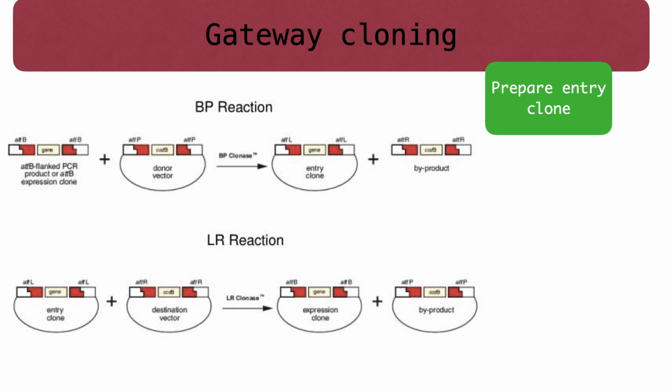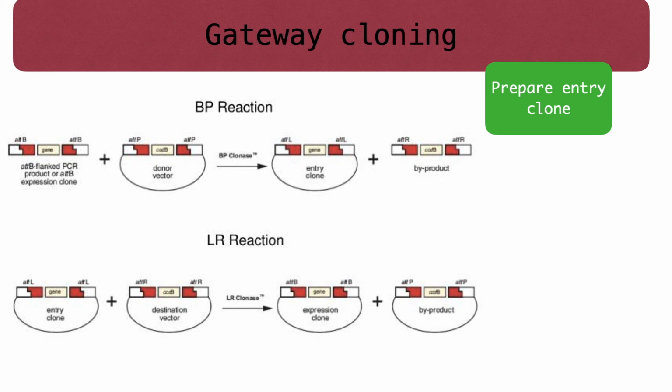For the entry clone, we should have our gene of interest with attB flanking sites at both sides. That means the gene of interest that we want to clone should undergo PCR using specific primers that add attB at both sides. Then we should recombine our attB-flanked PCR product into the donor vector that has attP sites and ccdB. So after using the BP clonase, we will get the entry clone.